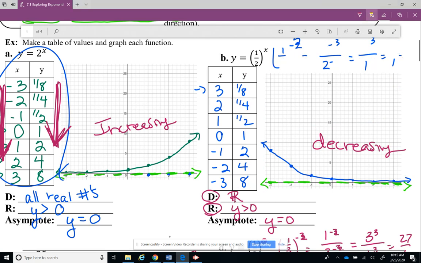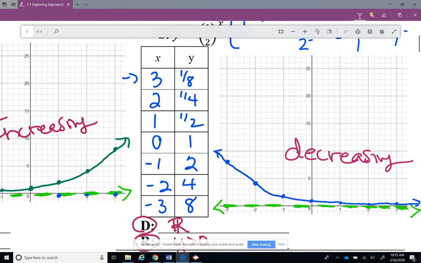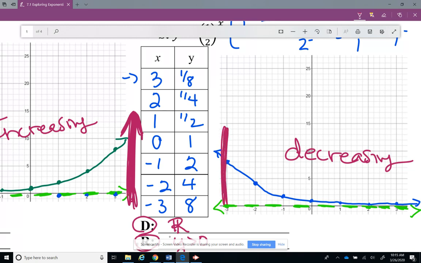Let's look at it for a minute. I'm just looking at the table. As the x value increases, look what's happening to the value of y. It's decreasing. That's why this is decreasing. You look at it from left to right, and it goes down.